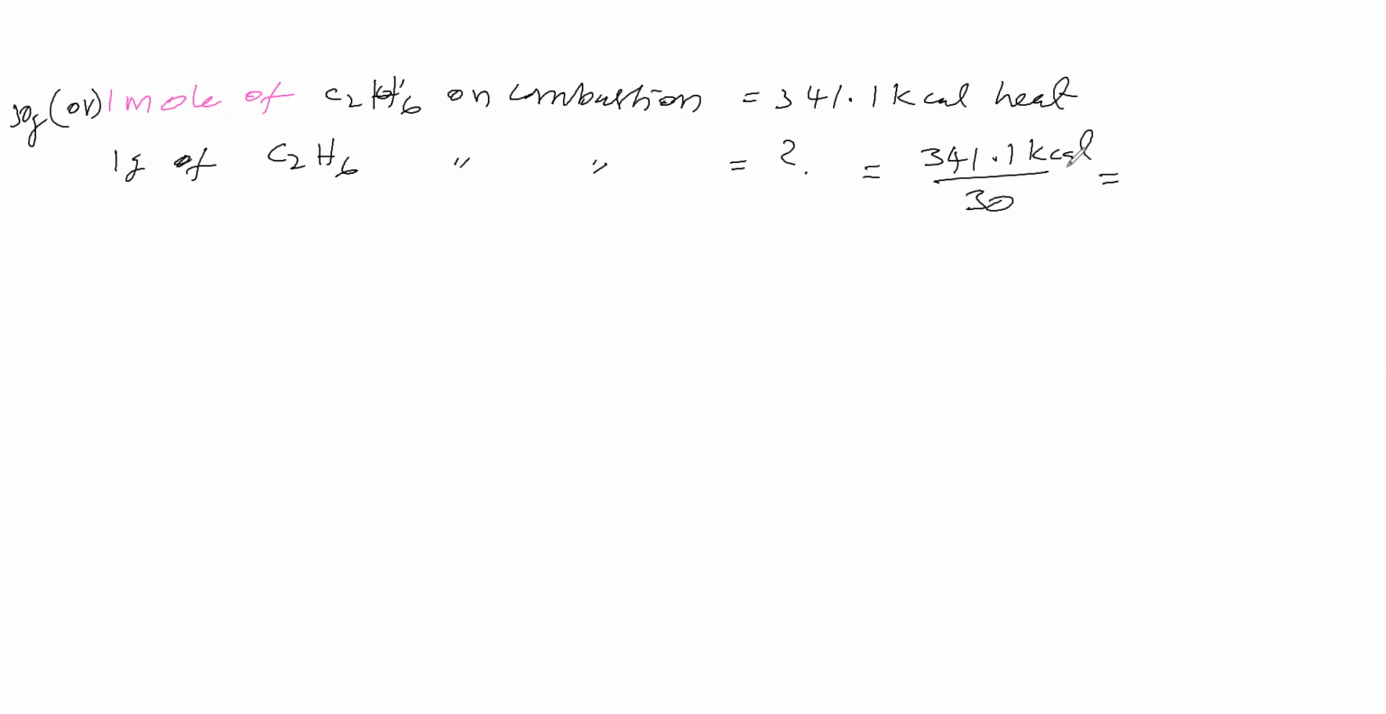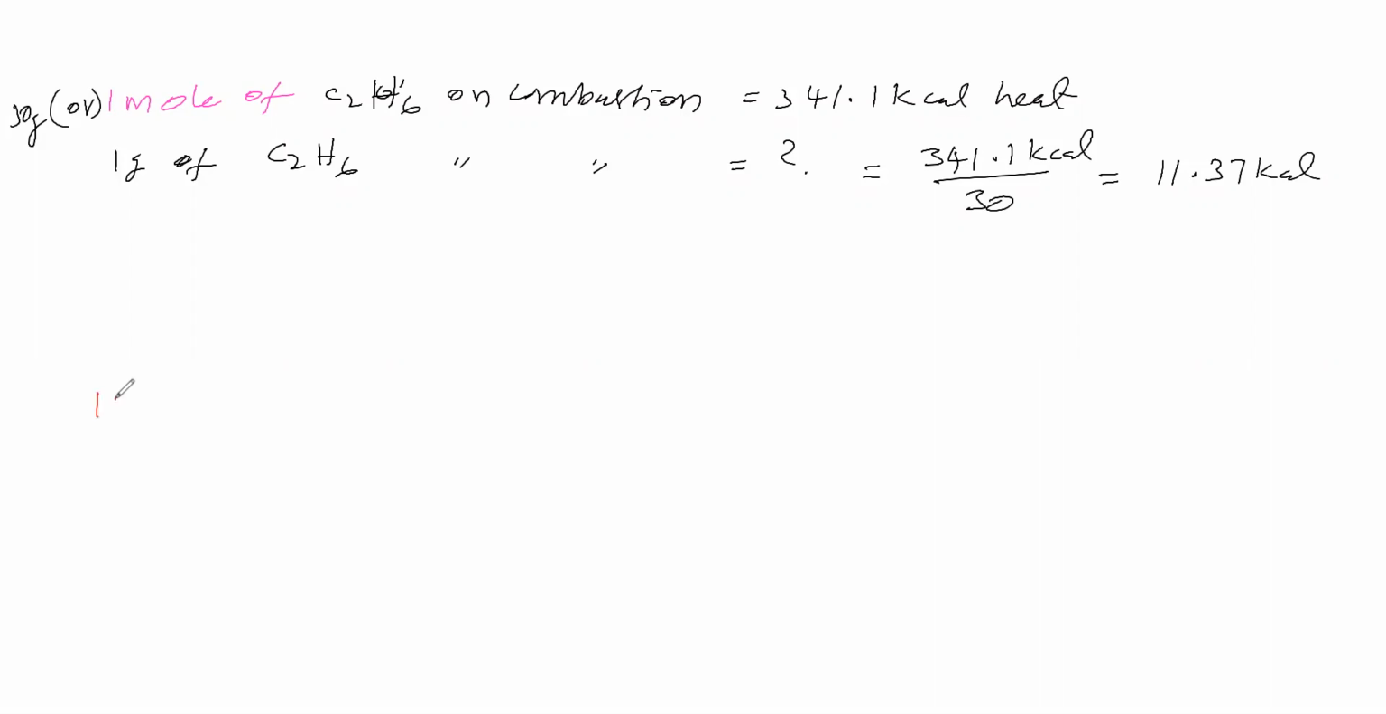Okay, 1 gram of ethane liberates 11.37 kilocalories of heat. So 1 gram of ethane liberates this much heat. Now we will see for acetylene.